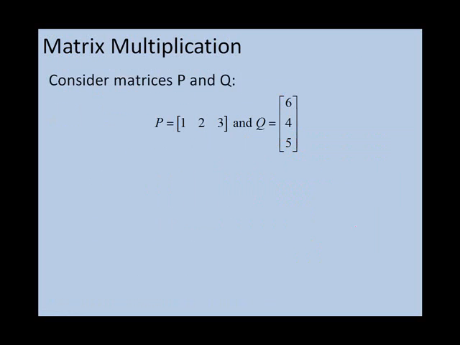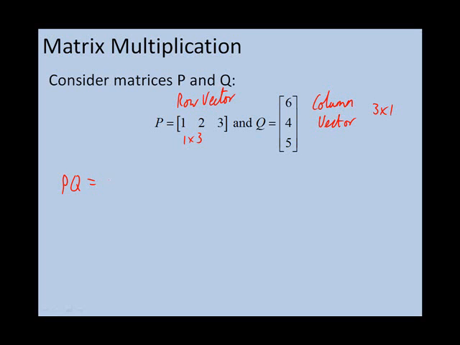Now we have two matrices here, P and Q. First of all, what would we call P? What's the terminology for P? P is a row vector. It's a 1 by 3 row vector. Q is a column vector, and that's 3 by 1. 3 rows, 1 column. We want to calculate P times Q. The question is, how do we do that?